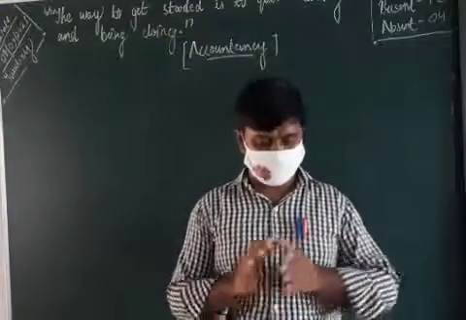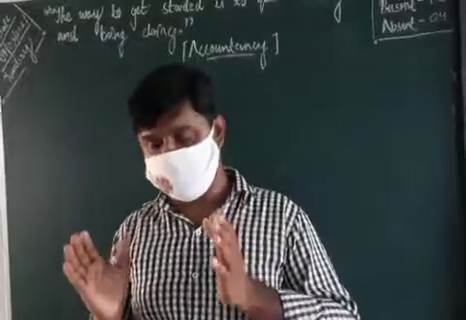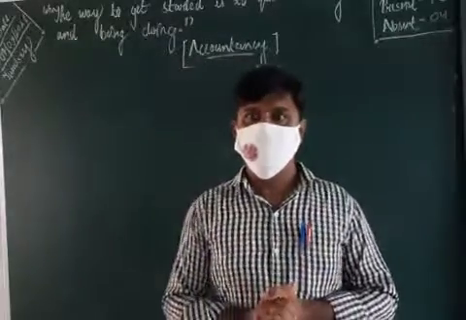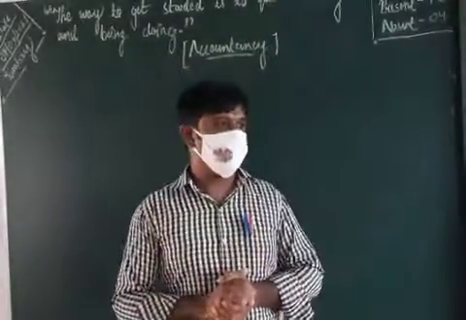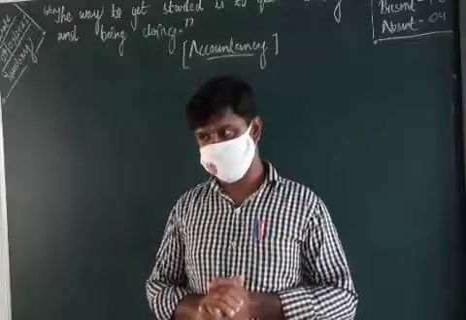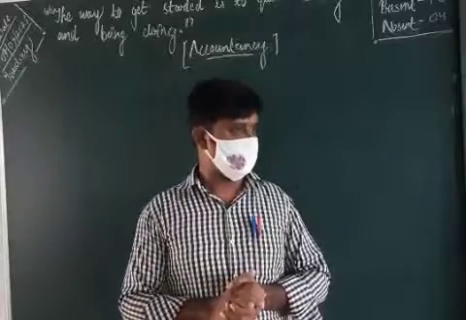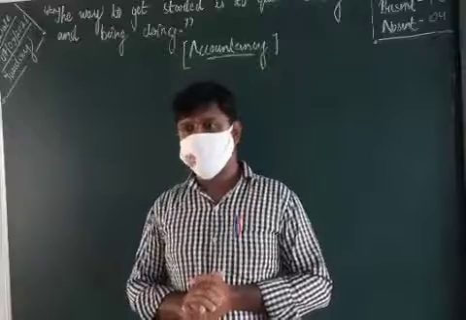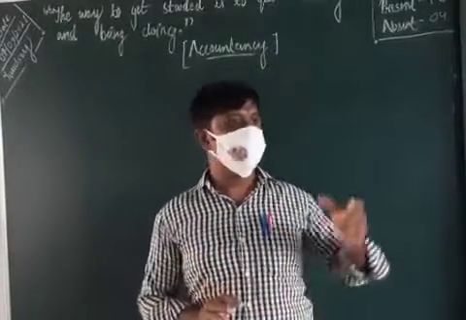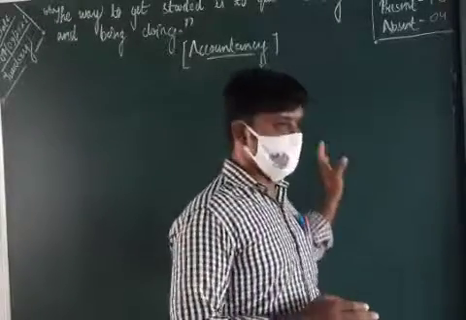So here you understand what the written down value method is. That means each year we find out the depreciation, each year we find the depreciation amount, and that depreciation amount is reduced from the value of the asset.